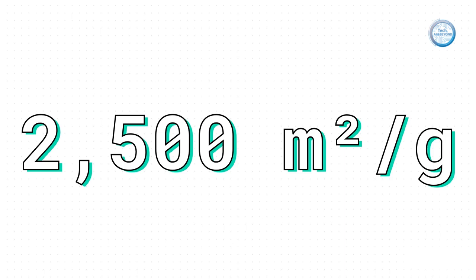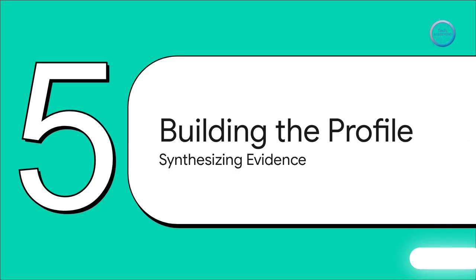And this property is absolutely critical for some of the most important applications. In catalysis, more surface area means more spots for chemical reactions to happen. In batteries, it means more space to store energy. In filters, it means more capacity to trap pollutants. In all those cases, performance is directly tied to surface area. It's amazing how you can quantify these completely different but equally crucial properties.